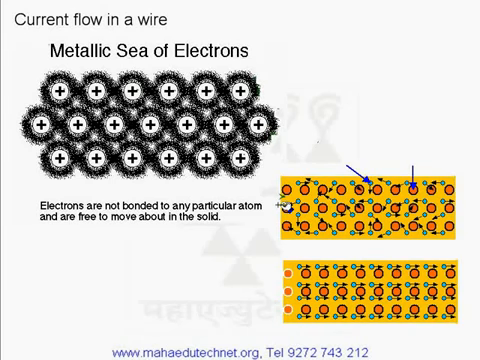Current flow in a wire. The structure of metal is such that the positively charged metal ions are situated in the metallic sea of electrons. So the structure of a metal is something like this. It's a sea of electrons which are free to move anywhere, and in this sea of electrons the positively charged metal ions are situated like islands.